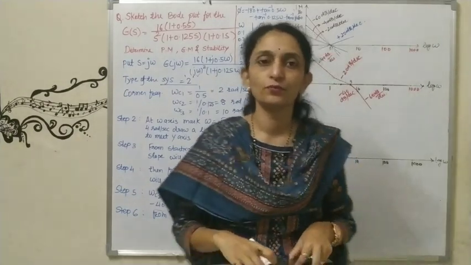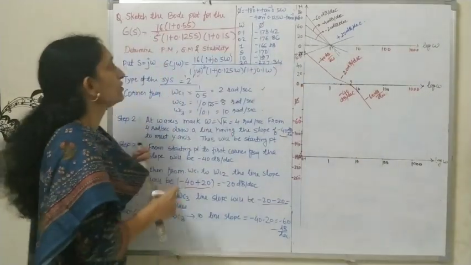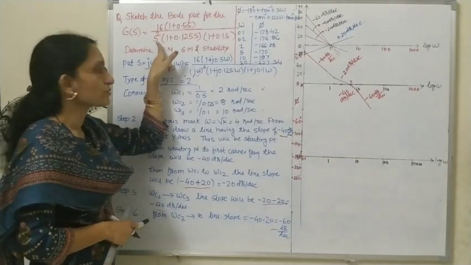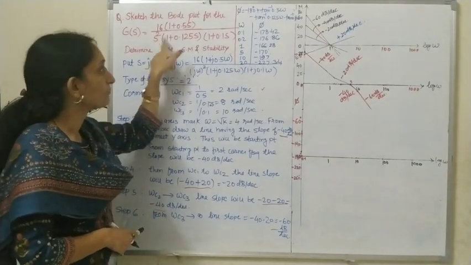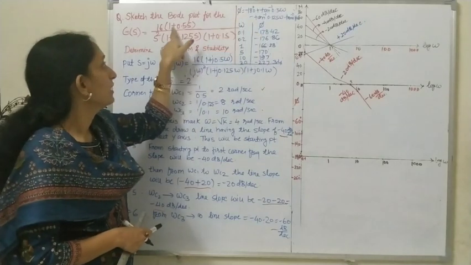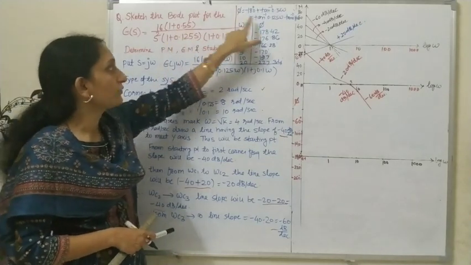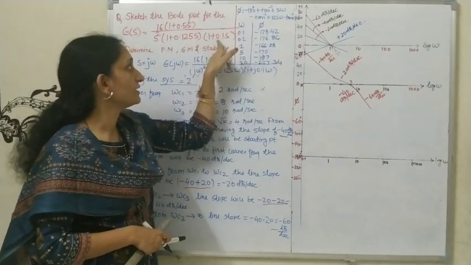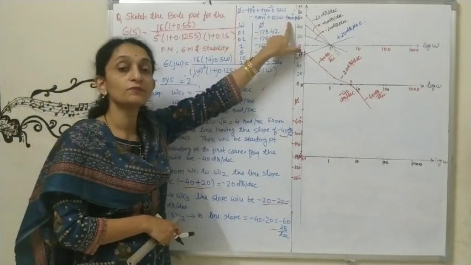We know how to calculate the angle. This is a transfer function, and a type 2 system is there, so this will contribute an angle of minus 180 degrees. Then plus tan inverse of 0.5 omega, minus tan inverse of 0.0125 omega, minus tan inverse of 0.1 omega. So this will be our angle.